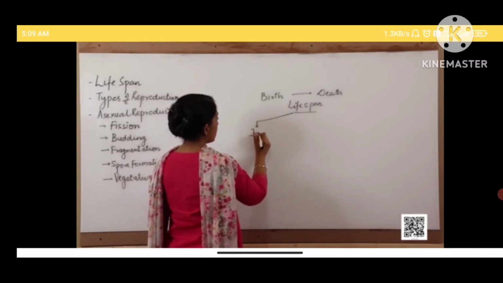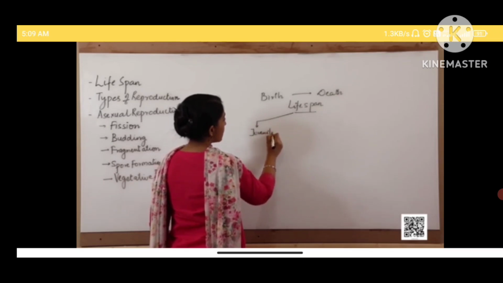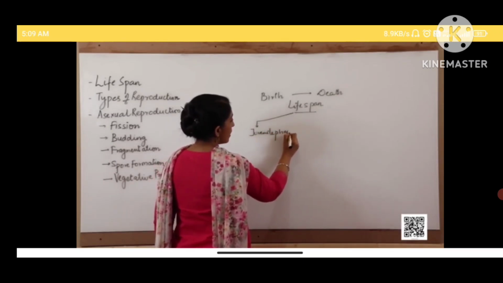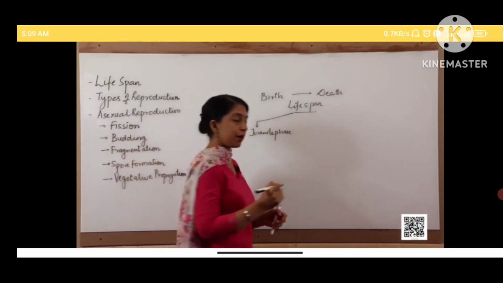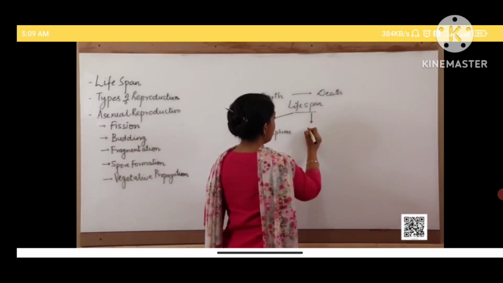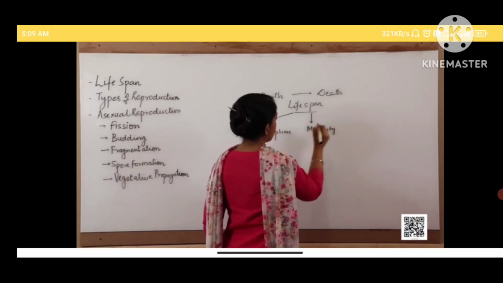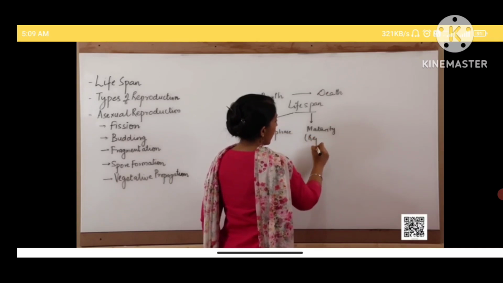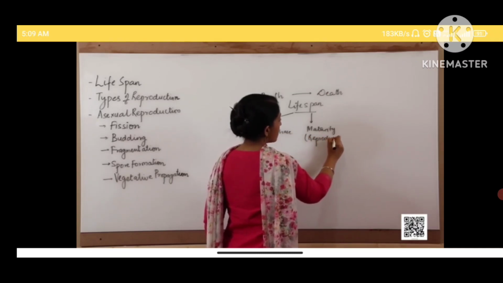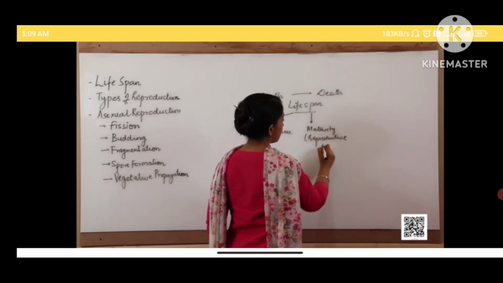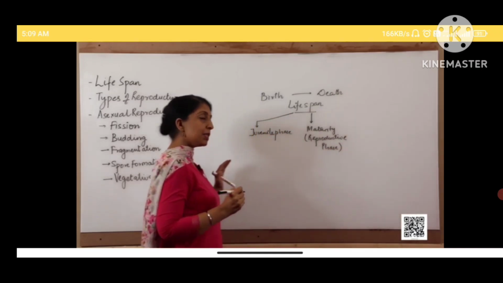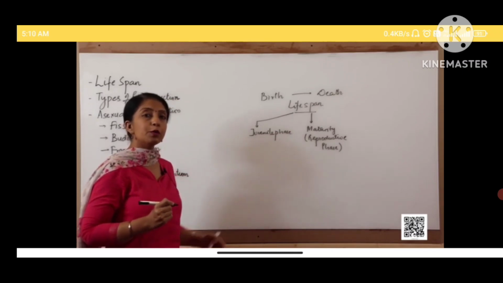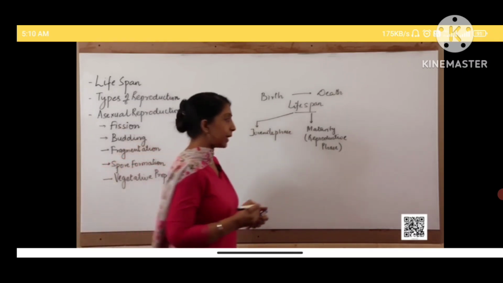First is the juvenile phase, or the phase in which the organism grows and attains maturity, reaching the second phase, that is maturity, which is also known as the reproductive phase of an organism. It is in this phase that the organism is now mature enough to reproduce organisms of its own kind.